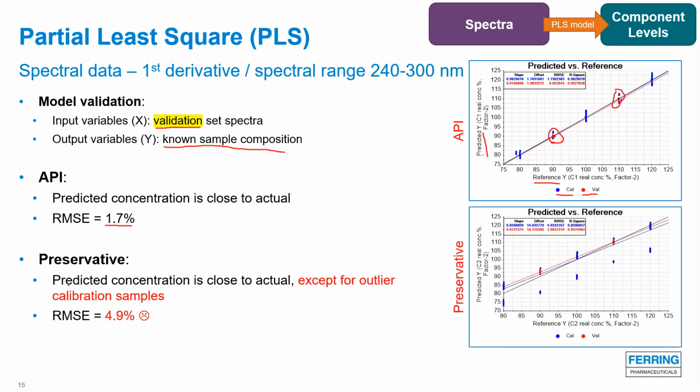On the other hand, for the preservative, we actually see that the predicted concentration is close to the actual, except for the outlier samples, which are here, here, here, here, and here. Okay, and of course, the RMSE will be much, much higher, around 5%. The reason is because we have these outlier values. Notice that despite the presence of this outlier set, the validation samples are actually mapped to the right position. So it's pretty encouraging that we see this.